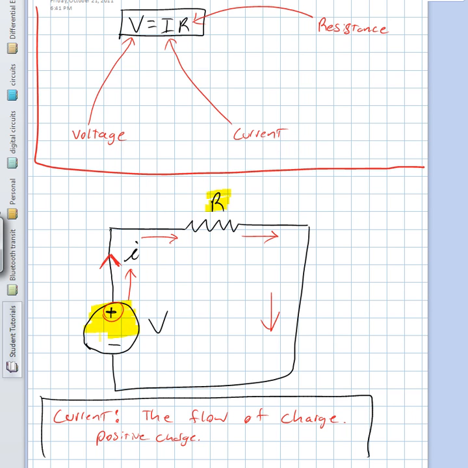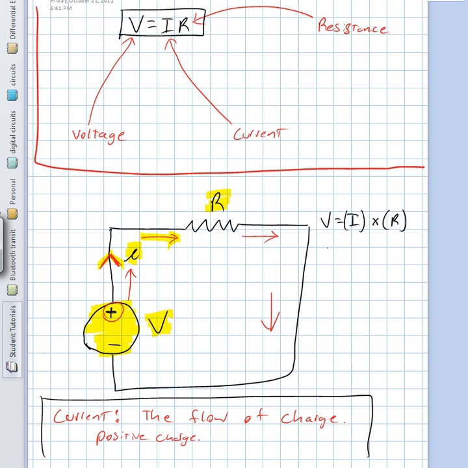This is a voltage source with voltage V. And this is our current. Conventional current flows in this direction. And I'm going to write down these quick equations, and then I'll do an example in another video. So, say you know resistance and you know current, and you want to find voltage, you can say voltage is equal to the current times the resistance.